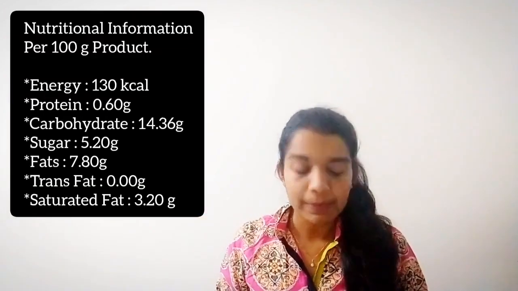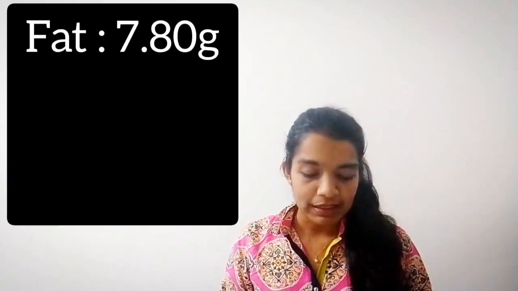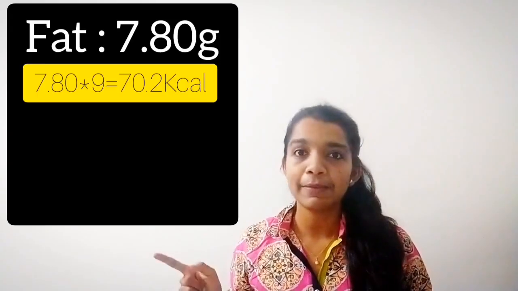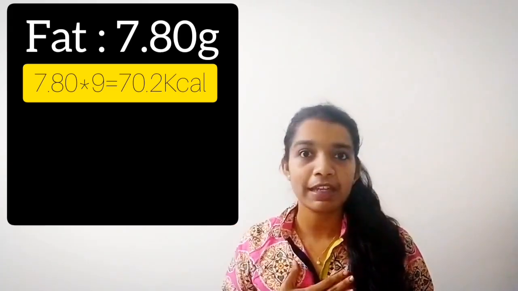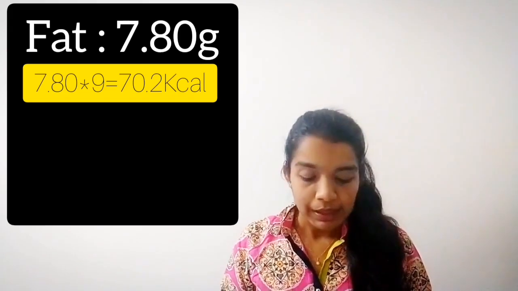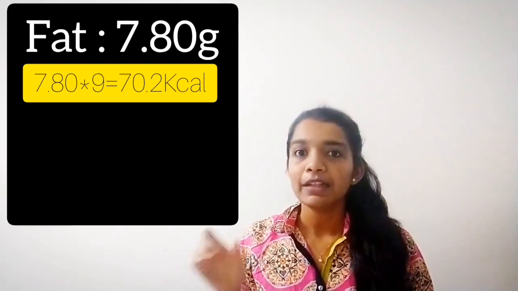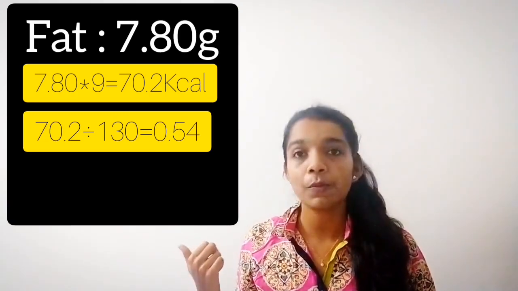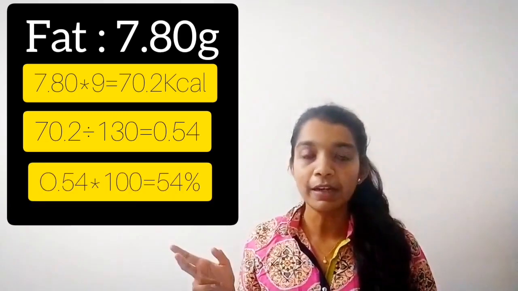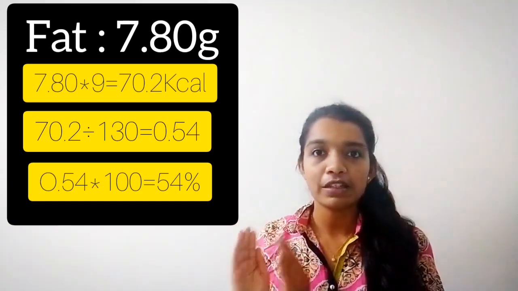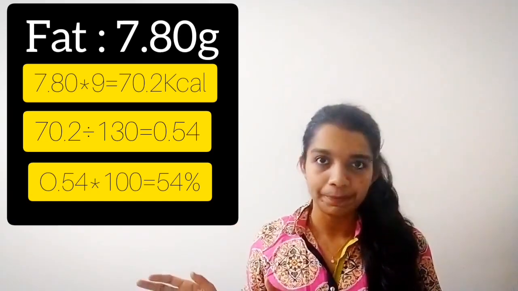First one being fat. They claim the fat is around 7.80 grams. So we have to multiply it by 9 because that much energy we'll be getting for our body. That is 70.2 kilocalories. Now we'll be dividing it by total calories, which is given as 130. So it will be 0.54. When you multiply it by 100, it will be 54%. So 54% of energy you're getting from fat.